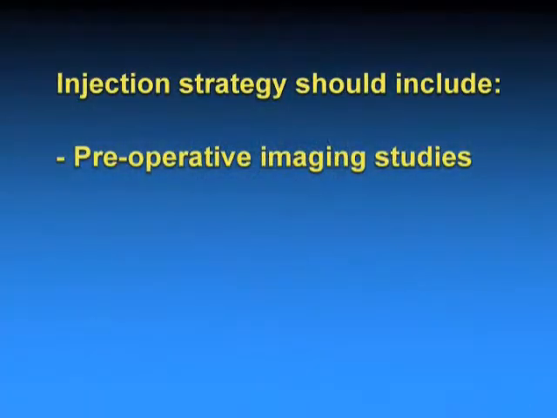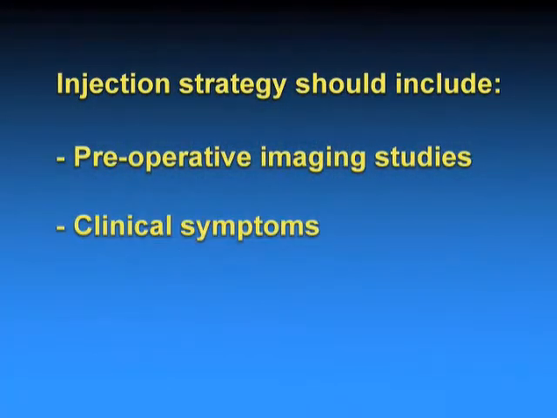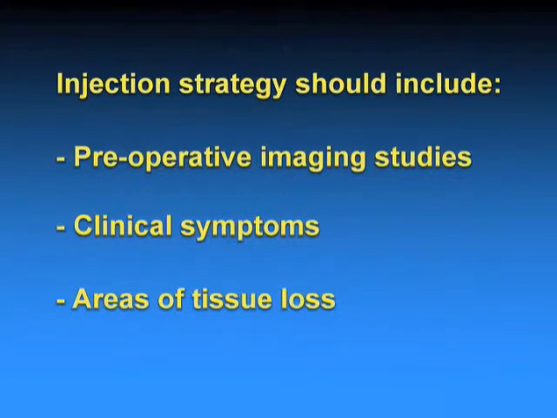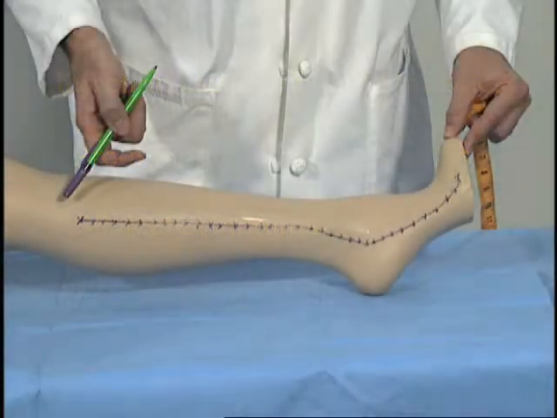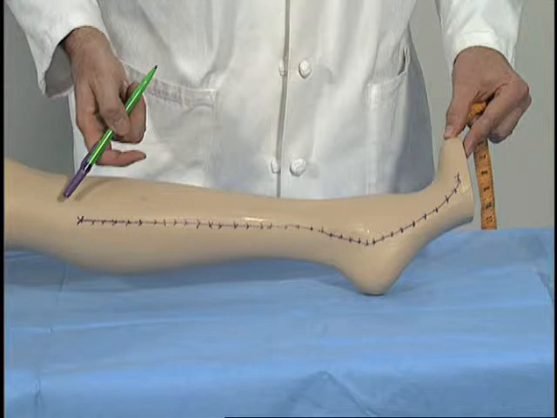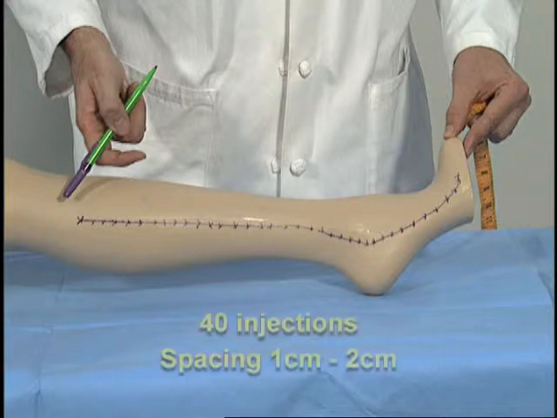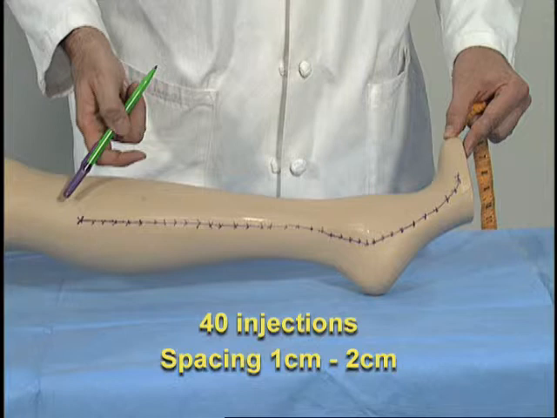By way of summary, in determining your injection strategy for any individual patient, you need to consider the following 3 factors: preoperative imaging studies, clinical symptoms, and areas of tissue loss. Based on the approach chosen, the limb should be marked to diagram the approach and the specific injection sites, remembering that the therapy is limited to 40 injections with a spacing of between 1 and 2 centimeters.